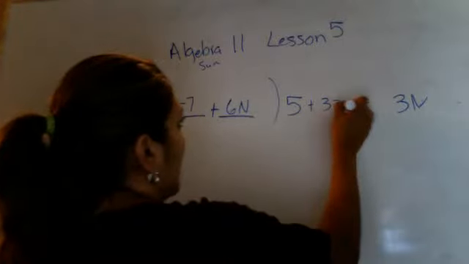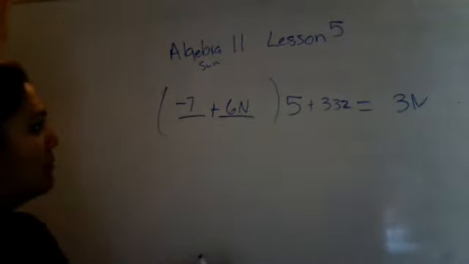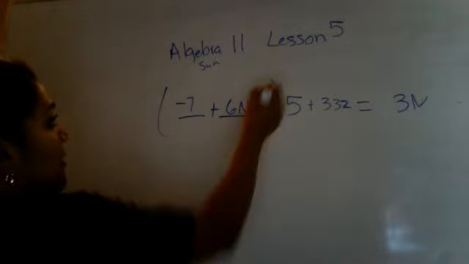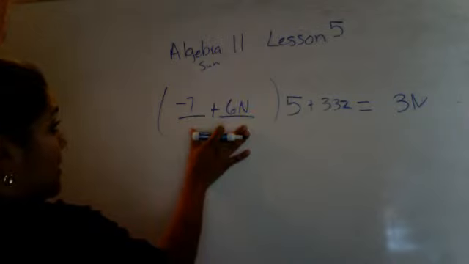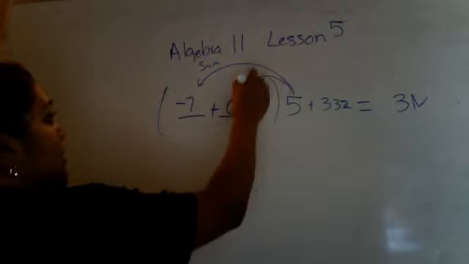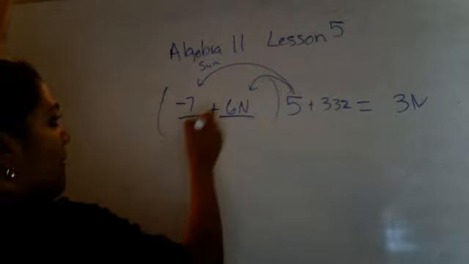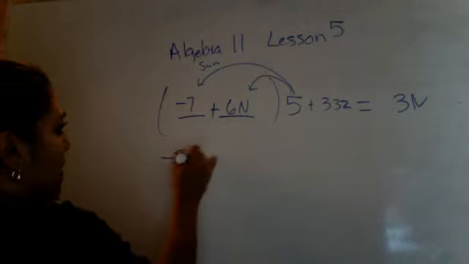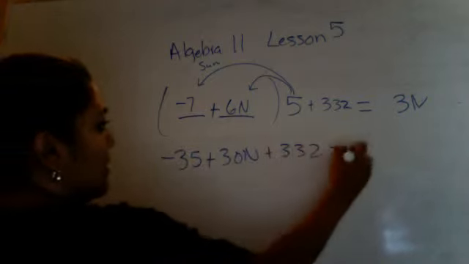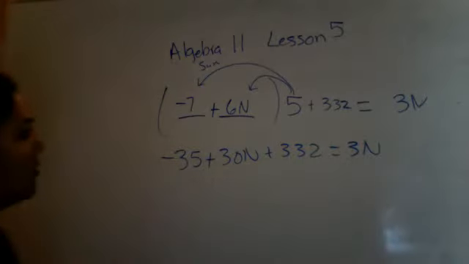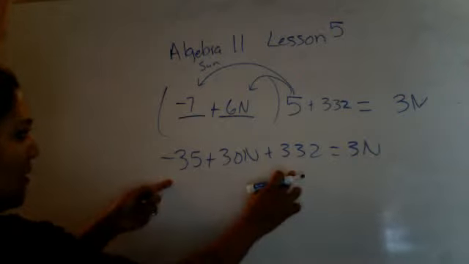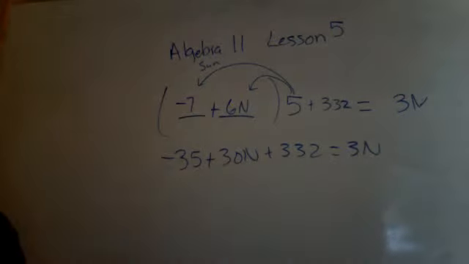And simply, now we just solve. And you can't forget your rules for solving. First, you do parentheses. These parentheses, you can't combine the inside of them because they're not like terms, but you've got what's called the distributive property, and we said that's included in parentheses. So you take this number times every term. 5 times -7 is -35 plus 30n plus 332 equals 3n. Now you combine any like terms. There's only one term over here. There's nothing on the right side to combine. What about over here? I can combine these two simply.